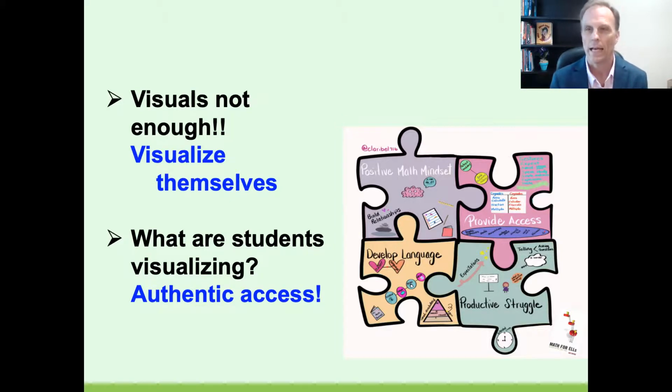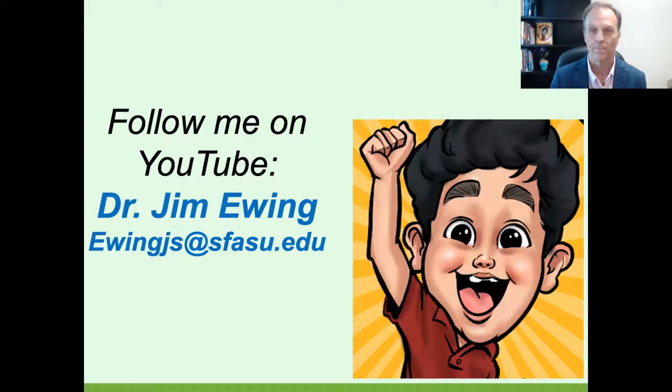That's authentic access. In the word problems we give our students, in the books that we're reading with our students, are they visualizing themselves in our curriculum? Because if not, right, we're not being effective. So it's so important to remember that as well.